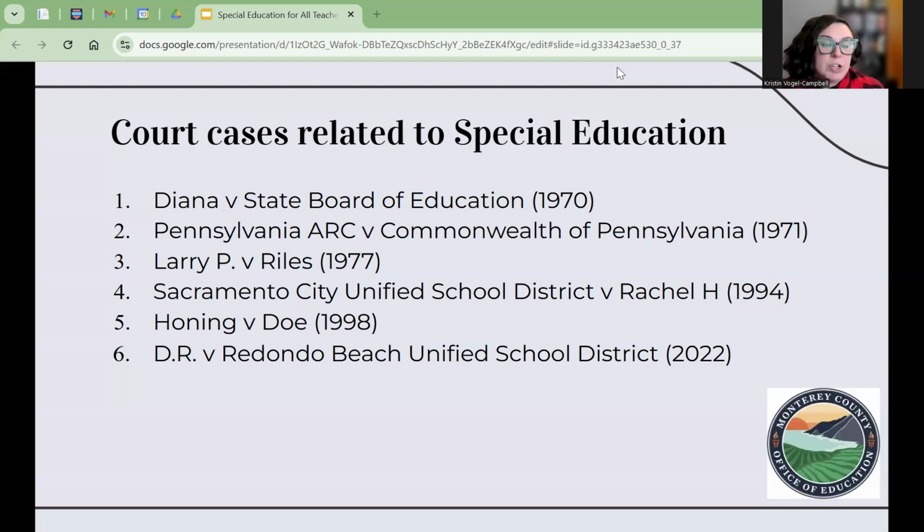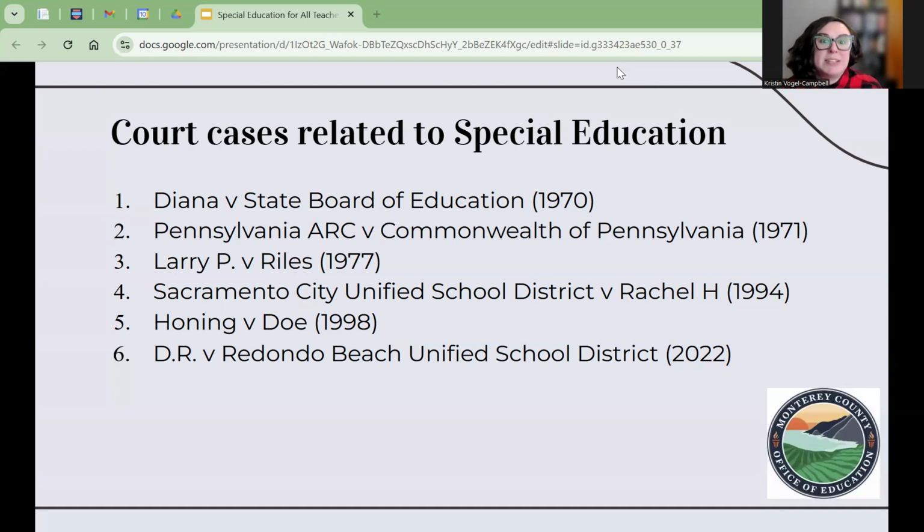The fourth case that we're going to talk about is Sacramento City Unified versus Rachel H., which was a 1994 case. In this case, the U.S. Court of Appeals for the Ninth Circuit addressed the appropriate educational placement for Rachel Holland, an 11-year-old student with an intellectual disability and an IQ of 44. The court upheld the district court's decision to place Rachel full-time in a regular classroom with supplementary services, emphasizing the importance of mainstreaming under the Individuals with Disabilities Education Act.